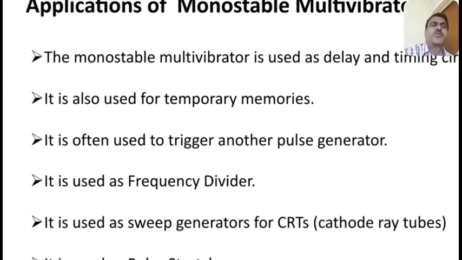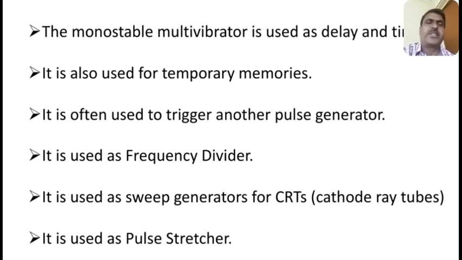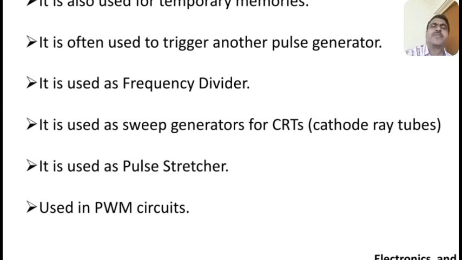It's often used to trigger another pulse generator, since it generates a mono pulse at the output, so it can be used as a trigger for another pulse generator. It's used as a frequency divider, so the given frequency can be divided. It's also used as a sweep generator for CRTs. Cathode ray tube sweep generators may be made up of this monostable multivibrator.